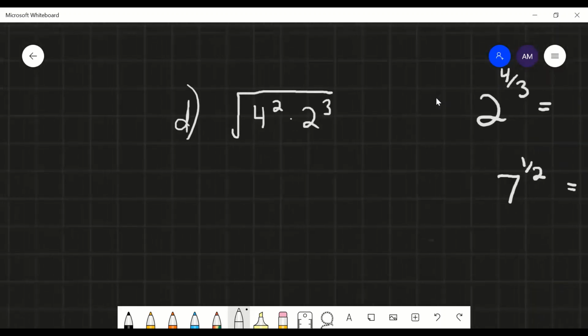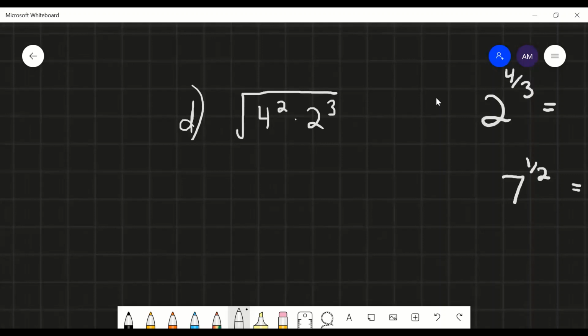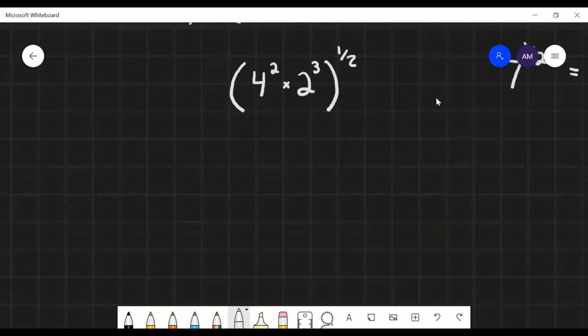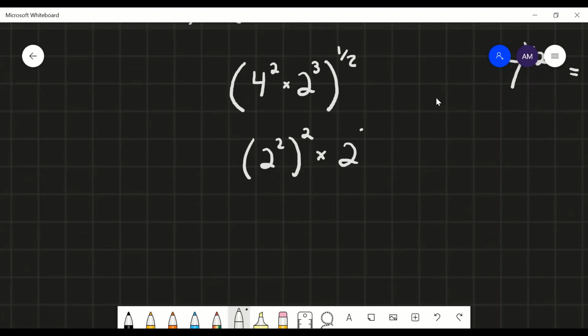So that's what we have to do here. 4 squared times 2 to the power 3. There's a square root over the whole thing. So I'm just going to change the square root to be a power 1/2. So anytime you see a square root, you have the right to change it to something to the power of 1 over 2. Now let's remember what we have to do with the 4. We should change this to a 2 squared times 2 to the power of 3, all to the 1/2.